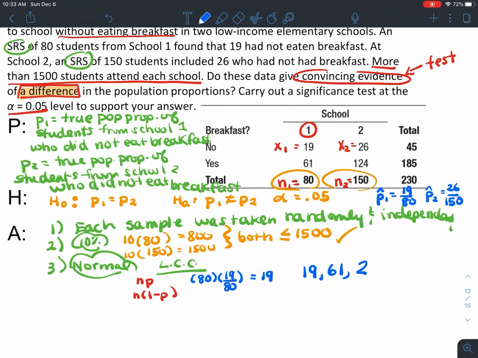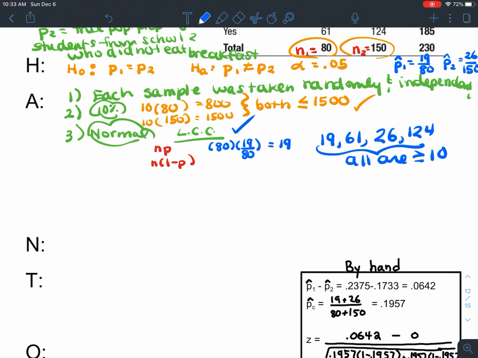Now I need to list them, but I can just list that these numbers, success, failure, are all greater than or equal to 10. Rather than writing out n times p, n times 1 minus p for each of these, I'm just going to end up getting these 4 numbers that are already there in the chart. So I can check off the normality condition. All right, the N is for naming the test. This is a 2 proportion Z test.